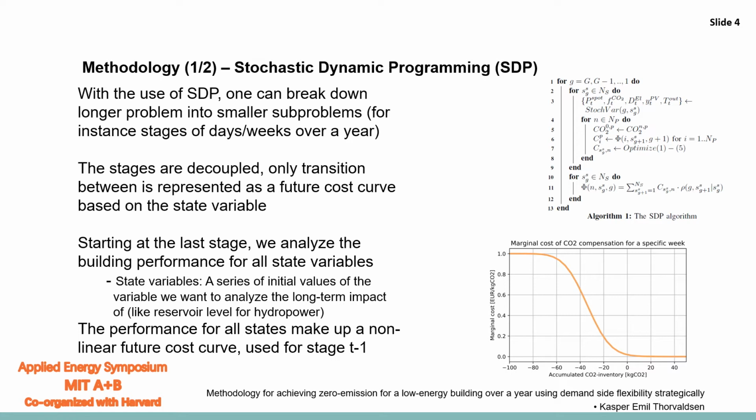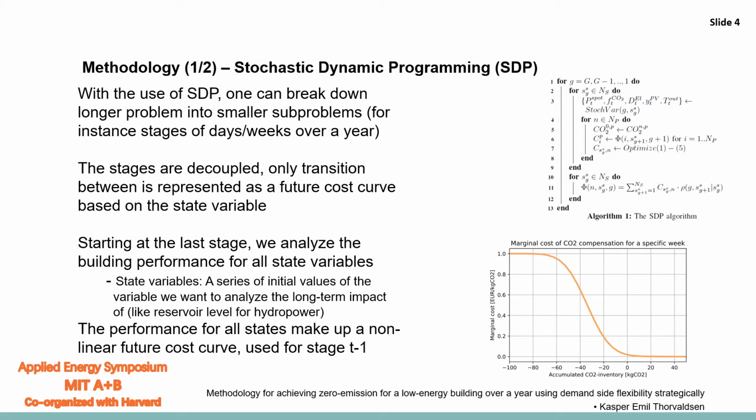So in a model like this, we typically start at the end of the year on the last stage, let's say the last week, and we analyze how the building we are analyzing will perform for a number of discrete state variables that we initialize with. So what if we analyze how the building will perform if it has accumulated 0 kilograms of CO2 up to now? What about plus 100, minus 100? What will be the cost-effective impact on all of these different states the accumulated CO2 inventory can have?